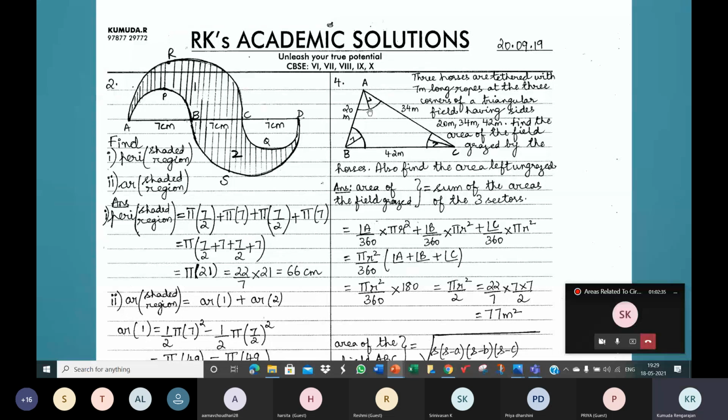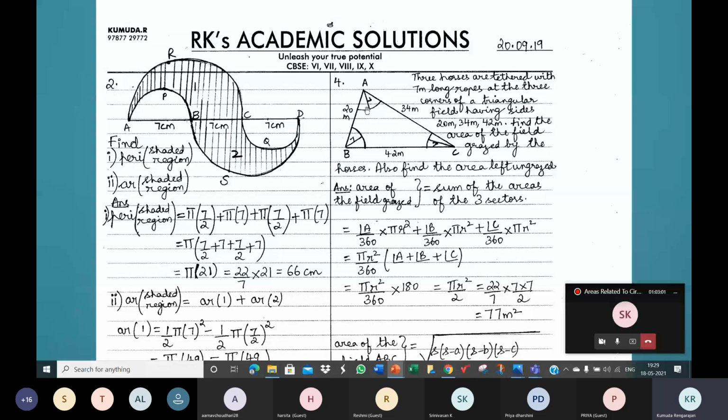Now we don't know the sector angles. We do not know angle A, angle B, or angle C. The question is to find the total area. We cannot find the area grazed by the horses individually, because we do not know the sector angles.